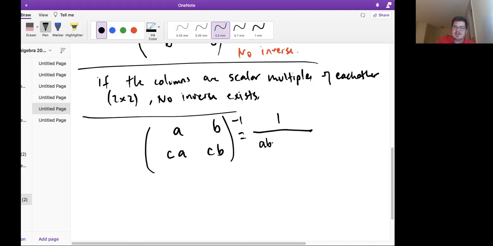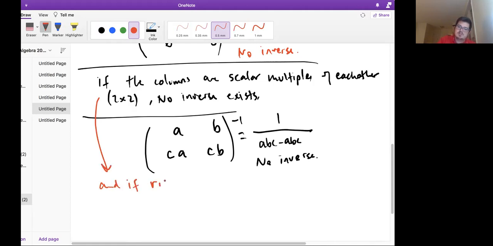Okay, how about this? Also, ABC minus ABC. And if the rows are scalar multiples of each other, then no inverse exists.